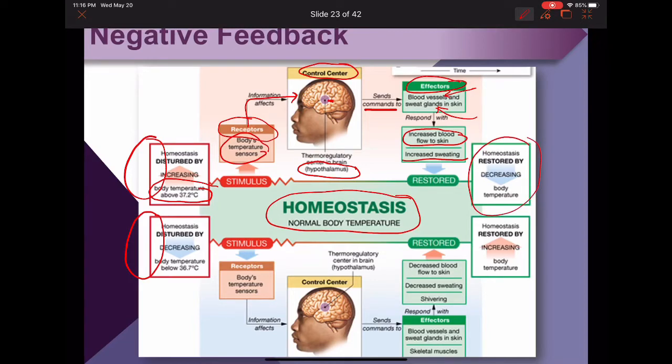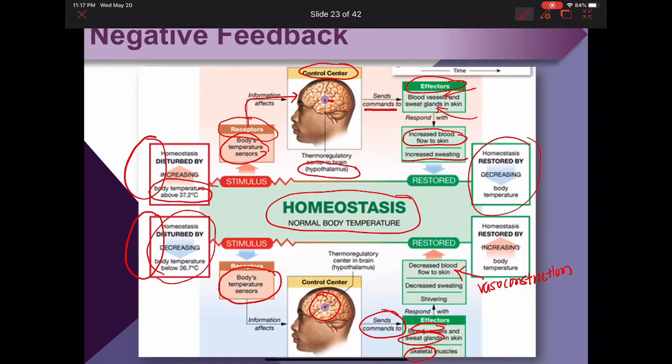Now, if it's the opposite, if your body temperature is too low, below 36.7 degrees Celsius, again, your receptors, your body temperature sensors, tell your hypothalamus that, hey, it's getting cold, you better do something about it. So the brain then sends out the command to, again, your blood vessels, sweat glands, and your skeletal muscles. Your blood vessels will now decrease blood flow. You do what's called vasoconstriction, okay, vasoconstriction, which keeps the heat of the body to the core. That's why we tend to look more pale or start turning purple if you're really, really cold.